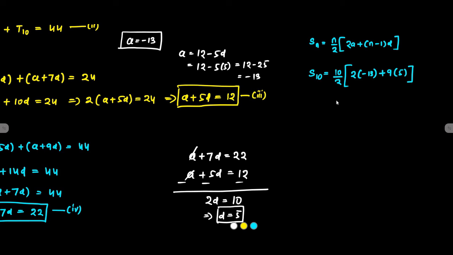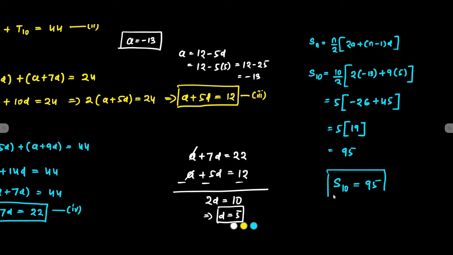So this is equal to 5 into (minus 26 plus 45), which is equal to 5 into 19, because 45 minus 26 is 19. So this is equal to 95. Okay, so the sum of the first 10 terms of the given AP is equal to 95. Okay, so this is the thing.